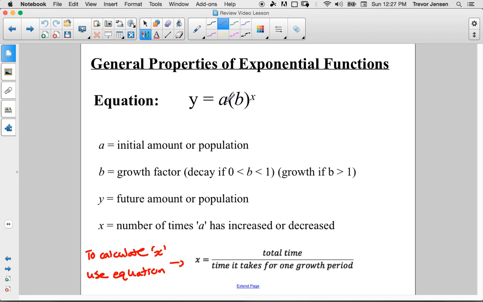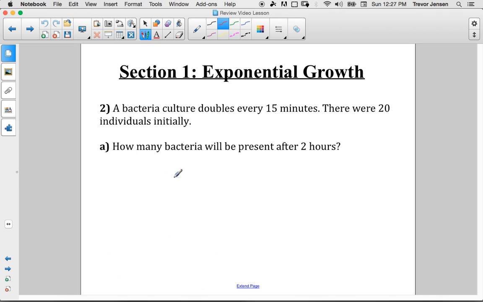So future value, initial value, growth or decay factor, growth if it's bigger than 1, decay if it's between 0 and 1, and x represents the number of times that our initial value is going to be multiplied by our growth or decay factor. And you calculate x by total time divided by time it takes for one growth period. So we'll start with exponential growth.